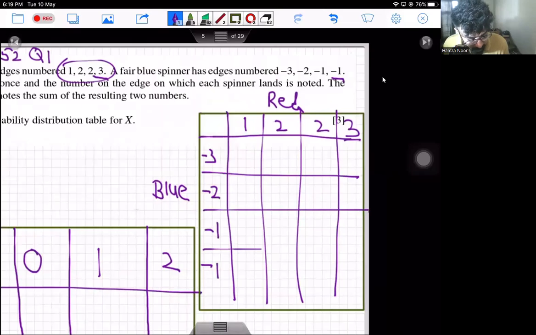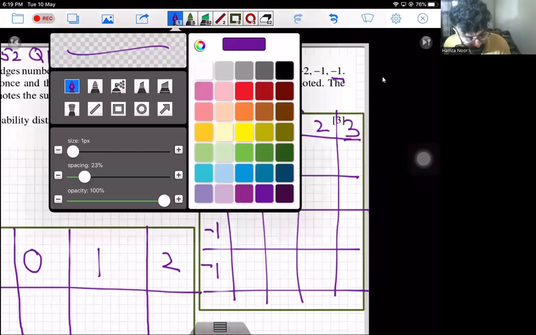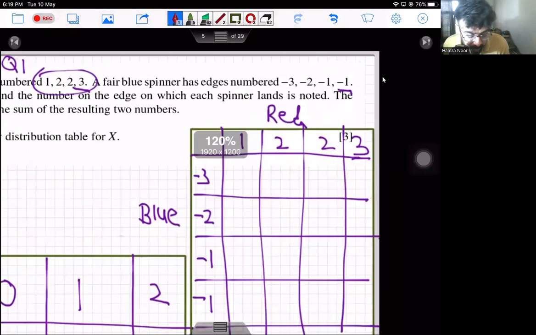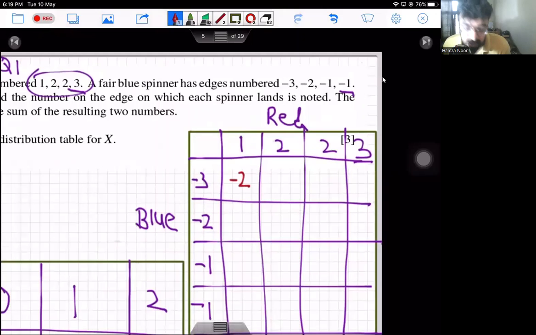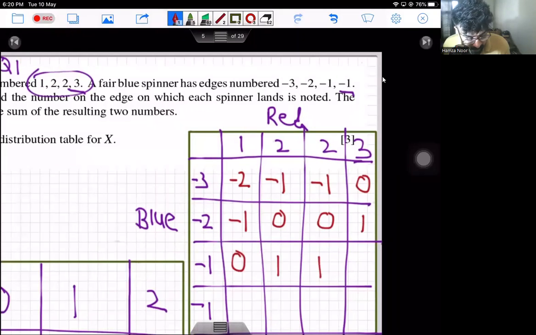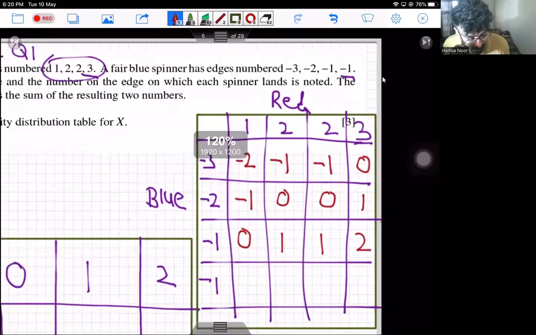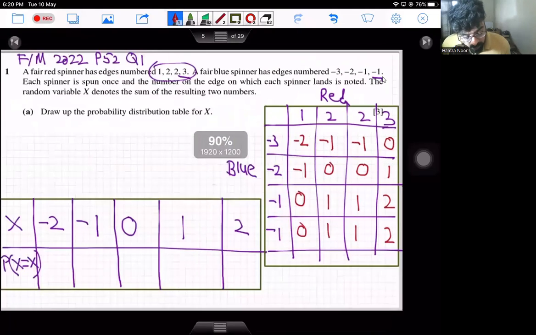So now you can just write down the sum of the scores. 1 minus 3 is -2, then 2 minus 3 is -1, 2 minus 3 is -1, 3 minus 3 is 0, then 1 minus 2 gives you -1, 2 minus 2 gives you 0, 2 minus 2 gives you 0, 3 minus 2 gives you 1, 1 minus 1 gives you 0, 2 minus 1 gives you 1, 2 minus 1 gives you 1, 3 minus 1 gives you 2, and then 1 minus 1 gives you 0, 2 minus 1 gives you 1, 2 minus 1 gives you again 1, and 3 minus 1 gives you 2. These are the scores over here.